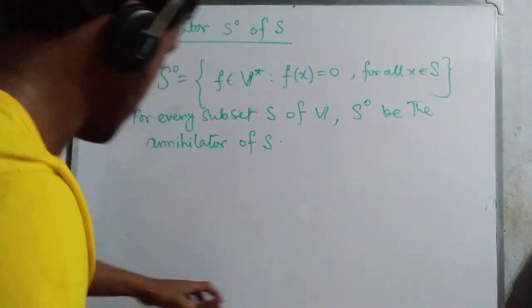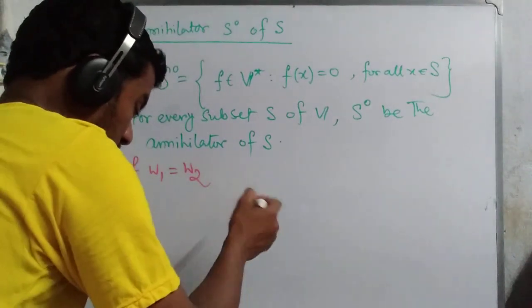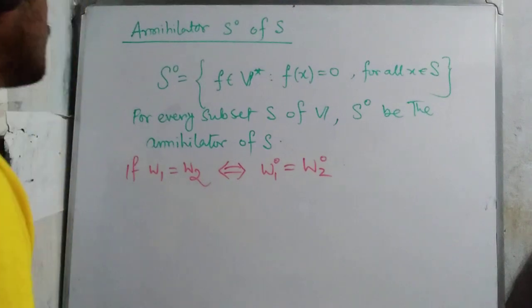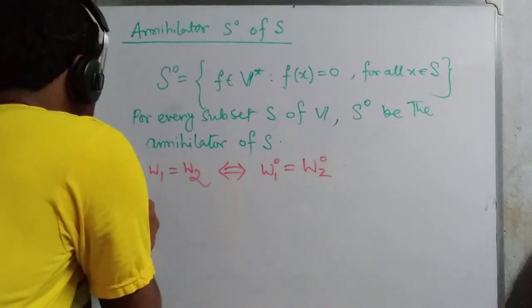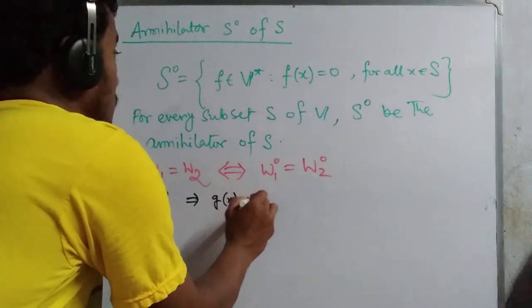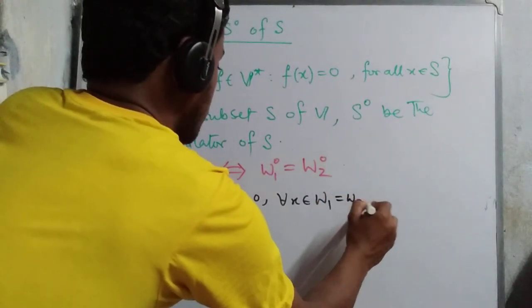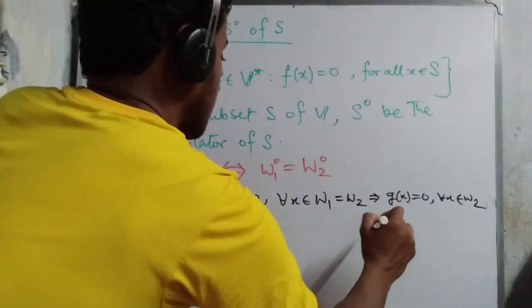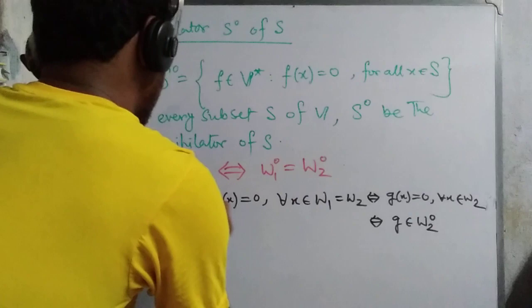We erase that portion and then this one. For two subspaces W1 and W2 of V, W1 equals W2 if and only if W1 naught equals W2 naught. How does this happen? Too easily we have to prove this one. Now let g belong to W1 naught. Then g(x) equals 0 for all x belonging to W1, and since W1 equals W2, this implies g(x) equals 0 for all x belonging to W2, so g belongs to W2 naught.